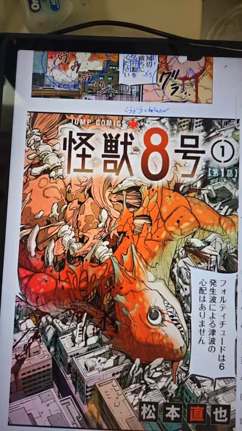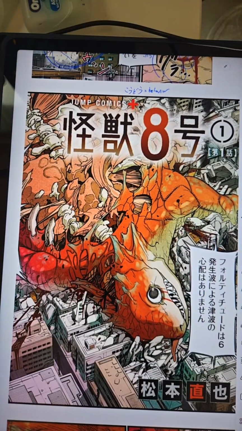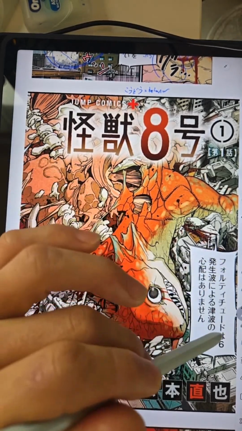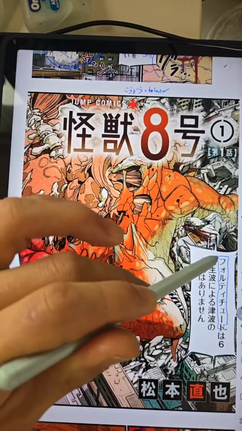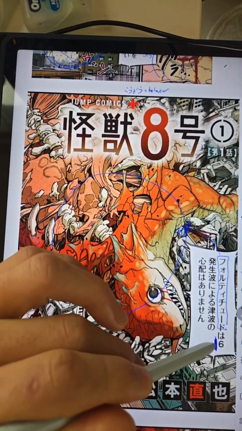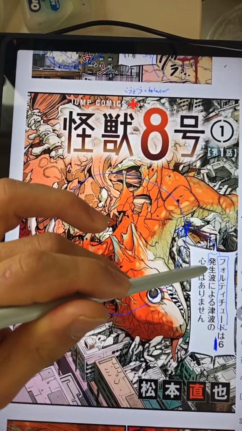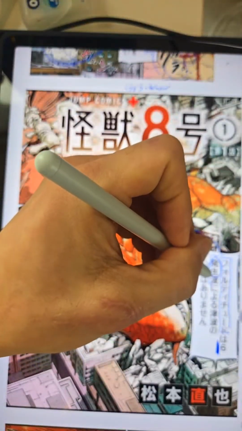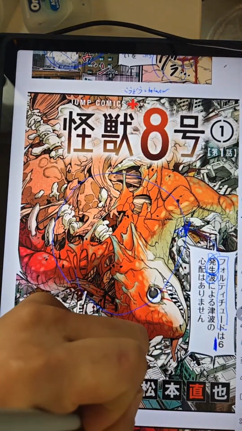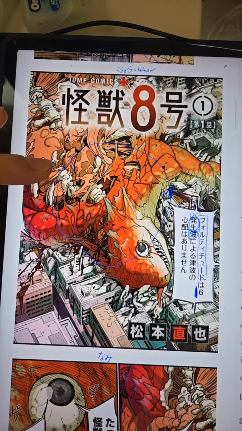Okay. はい。フォルティチュードは6。発生波による津波の心配はありません。Fortitude. The gauge of how bad the situation is with the monster is 6. So far, I don't know how bad this is. Number 6, let me know if anyone knows. は6. 発生波。はい。発生 again, occurrence. 波, this kanji, the kunyomi is nami. Japanese reading is nami, meaning wave. So this wave of occurrence.